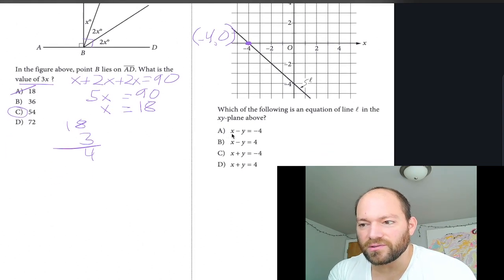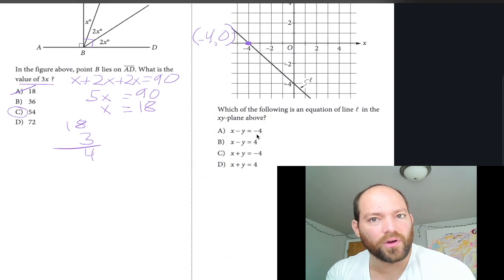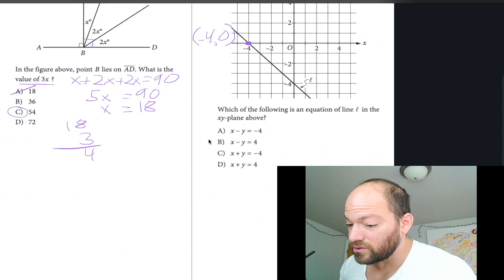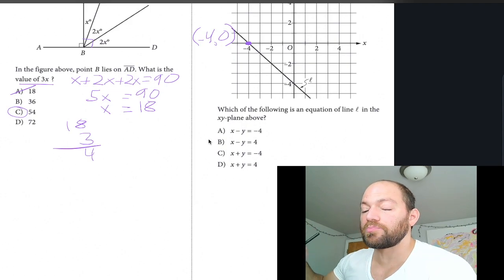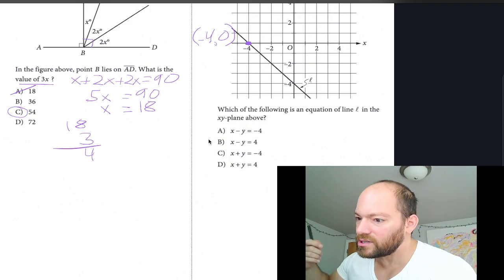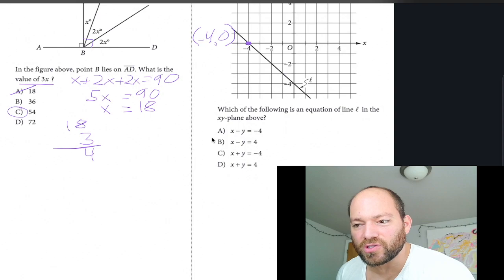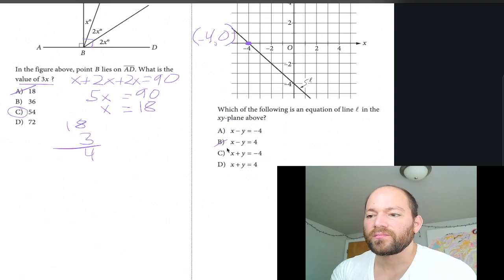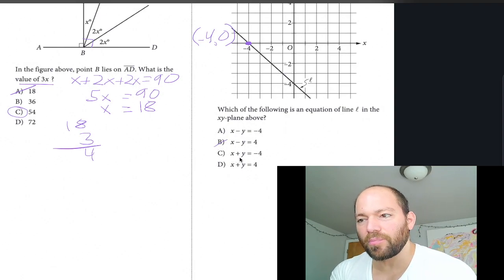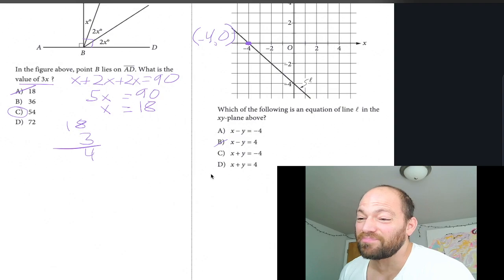Let's look at these answers here, right? -4 minus 0 is -4, so A works. It doesn't prove that it's the right answer. We use process of elimination when we do this, just like with that one with the table earlier. B, -4 minus 0 is not +4, so we cross out B. Choice C, -4 plus 0 is -4, so C can live for now. D, -4 plus 0 is not +4, so we cross out D.